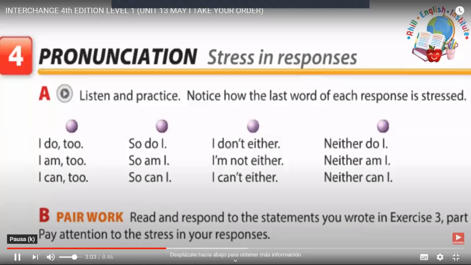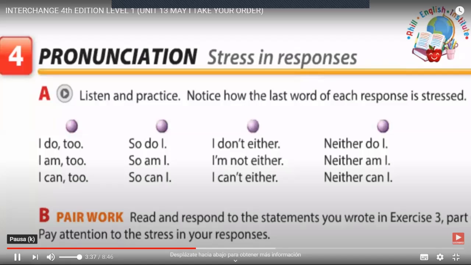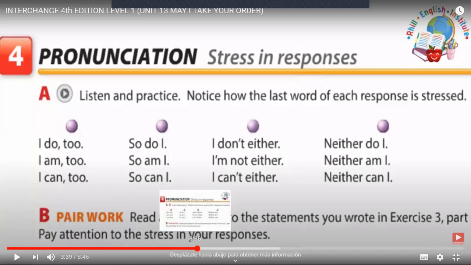Exercise 4, pronunciation. Stress in responses. Part A. Listen and practice. Notice how the last word of each response is stressed. I do too. I am too. I can too. So do I. So am I. So can I. I don't either. I'm not either. I can't either. Neither do I. Neither am I. Neither can I.